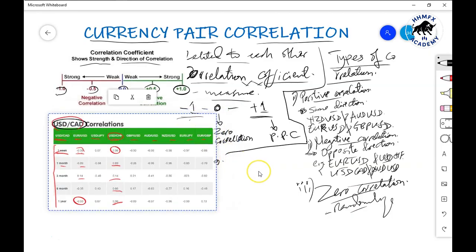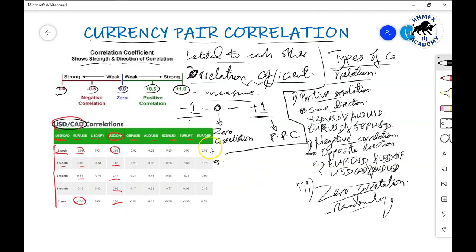Mainly positive and negative correlation is useful. You may incorporate them in your trading. Positive and negative correlation, you can incorporate them in trading, but zero correlation has no significance in trading.